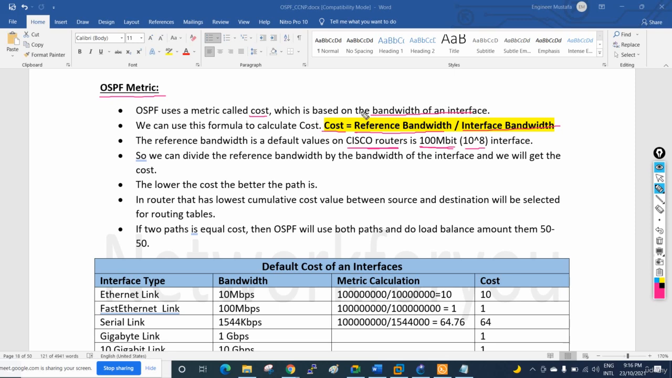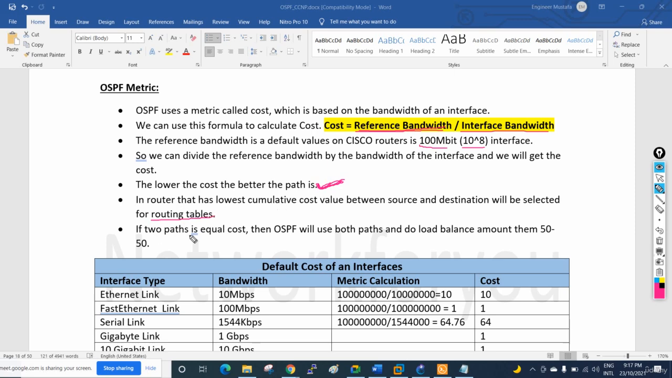Okay, so OSPF uses a metric called cost, which is based upon the bandwidth of the interface, and we calculate it using the formula cost is equal to reference bandwidth divided by interface bandwidth. The reference bandwidth is a default value on the Cisco router, 100 Mbps, which is 10 to the power of 8, and we divide that 10 to the power of 8 by the interface bandwidth to get the value. And the lower the cost, the better the path. As we discussed, whenever we have a low metric, we will prefer that path, and the path with the low cost is going to be stored in the routing table.